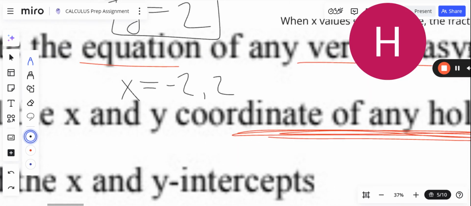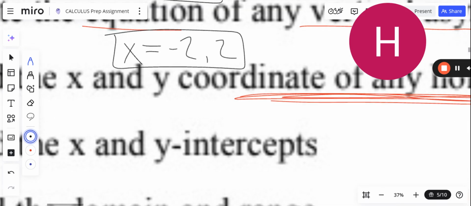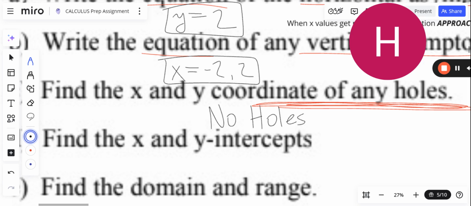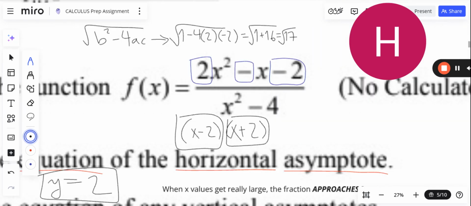So we know that there's no canceling of the top and bottom, and what that means is that there are no holes. No holes. All right. Because we don't have a common factor on the top and bottom that are canceling. In fact, the top isn't really factorable in the rational numbers.